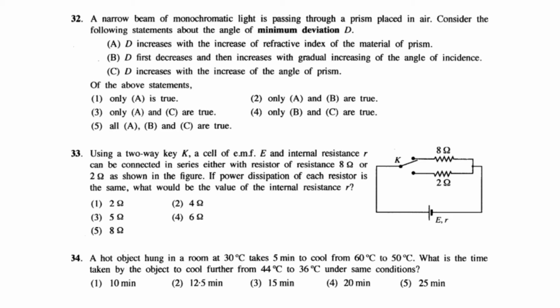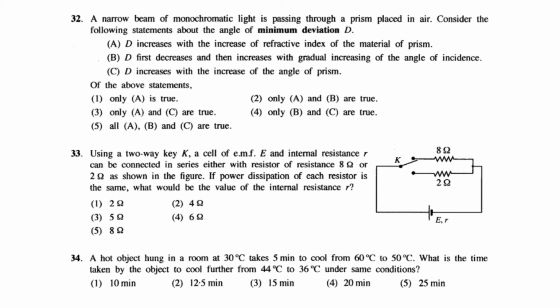Question number 33. A circuit diagram is shown in the figure. They are asking for the value of the internal resistance, simple r, if the power dissipation of each resistor is same. Consider the current in the circuit when the key is connected to 8 ohm is I1 and that is I2 when the key is connected to 2 ohm. By using Kirchhoff's second law, we can write E equal I1 times 8 plus r.